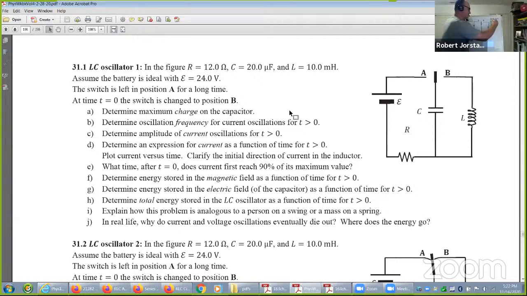C equals 20.0 microfarads. L equals 10.0 millihenries. And E is 24.0 volts. All right. It's in A for a long time. Got it. Oh, and I better get my questions out here.